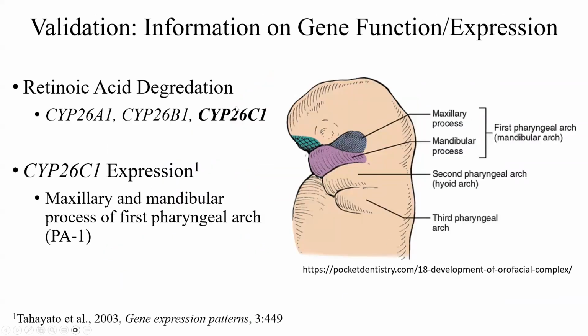So I also said it's good to see if that gene is expressed in places that make sense. And so we went to the literature, and we found that this gene is involved in retinoic acid degradation, okay? And it's expressed in the maxillary and mandibular process of the first pharyngeal arch. All that is a bunch of scientific terms for, in this little tiny embryo, that gene is really important in this part of that embryo that turns into the jaw.